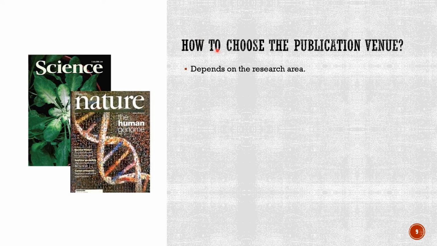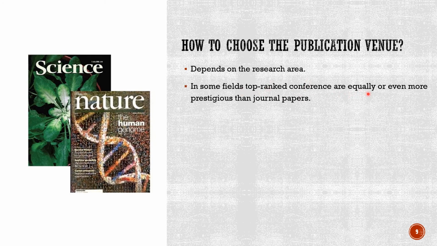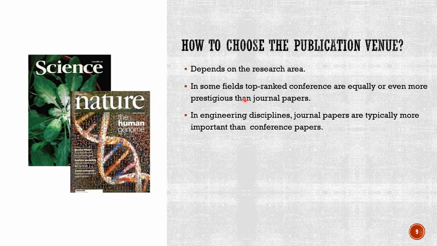The answer to going to a journal or a conference should relatively depend on the research area. In some fields, top-ranked conferences are equally or even more prestigious than journals. Sometimes publishing in IEEE ICC, the International Conference on Communications, is more difficult than publishing in a journal. Other conferences like ICASSP, the International Conference on Acoustics, Speech and Signal Processing, are also not easy. You can think of other examples. So if the conference is prestigious, then the work can go to a journal or a conference.